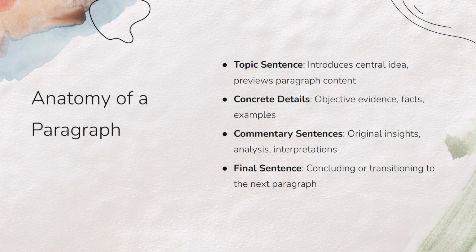To start, let's break down the elements that make up a strong paragraph. A well-organized paragraph consists of these essential components. Topic sentence. The opening sentence introduces the central idea or argument of the paragraph. It gives a concise preview of what the paragraph will discuss, guiding readers on what to expect.